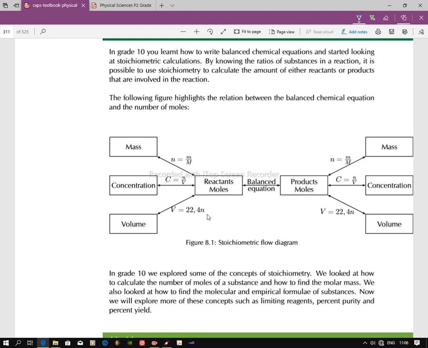We can see we have the mass, and we can use this formula. We also have the concentration and the volume, which we use at standard temperature, where n is the number of moles, and these are the moles of the reactants. The balanced equation, then the products, same story with the products, you understand?